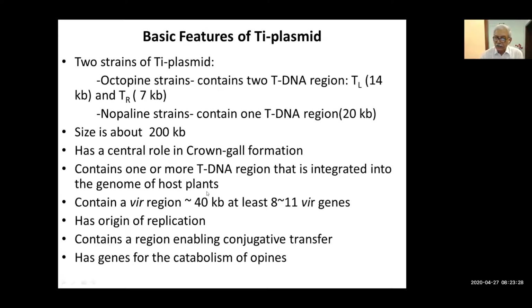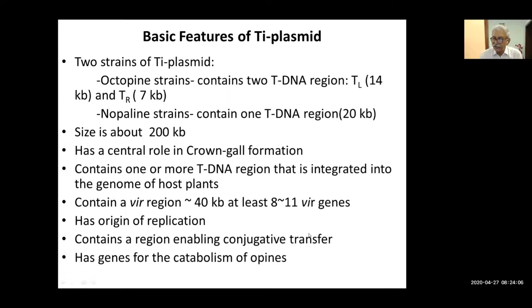So, the Vir region, which is 40 kb, contains 8 to 11 different virulence genes. We will study these genes shortly, what they are doing in the formation of tDNA, and the process of that. Then we already know that it has an origin of replication, which is low copy number. And this is also having a gene which is capable of conjugative transfer of the plasmid from one bacterial cell to another bacterial cell.